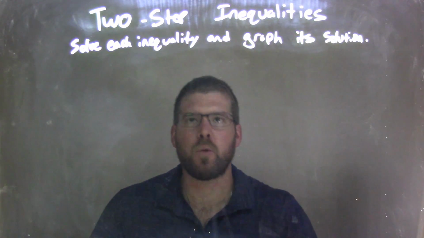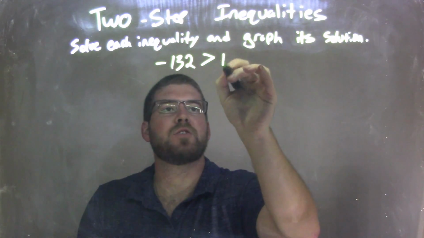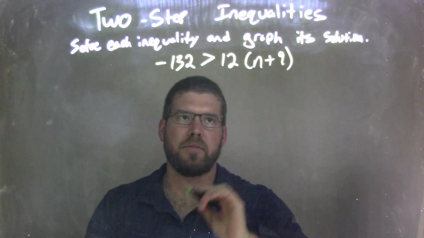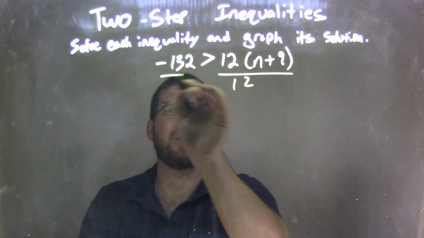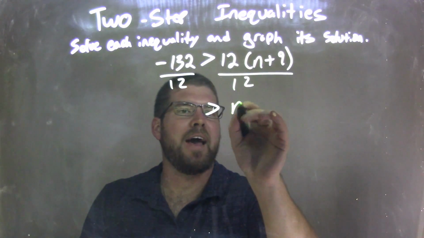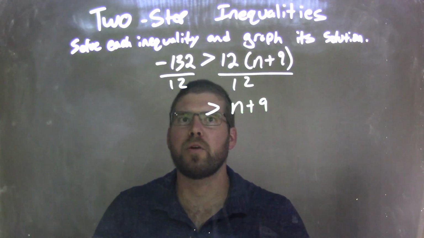So if I was given this inequality, negative 132 is greater than 12 times (n plus 9). Well, my first step, I want to bring the 12 over, so I'm going to divide by 12 to both sides. On the right-hand side, I'm left with just the n plus 9, but on the left-hand side, I'm not sure off the top of my head what 12 into 132 is.